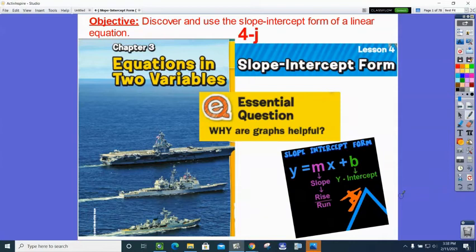Today we're going to connect the idea of slope to the equation of a line, to a function rule. You're going to start noticing things that we've sort of looked at before. We're just going to look at it from a different perspective. So today we will discover and use the slope-intercept form of a linear equation.